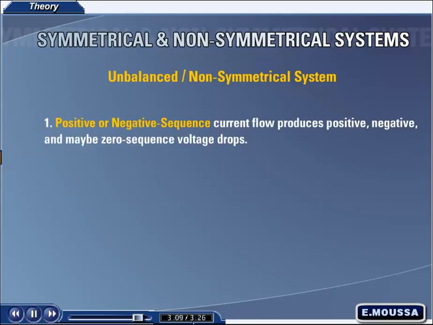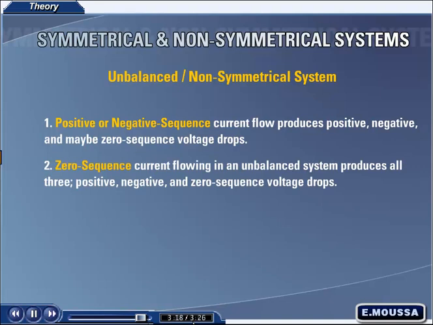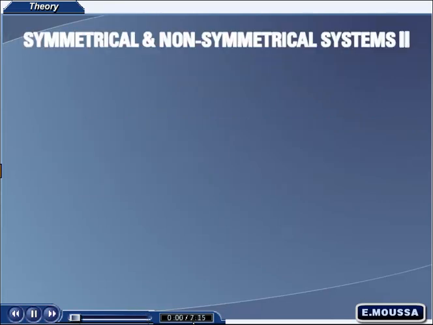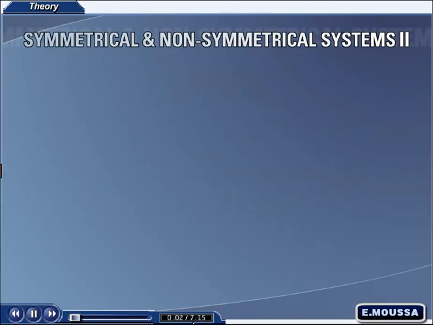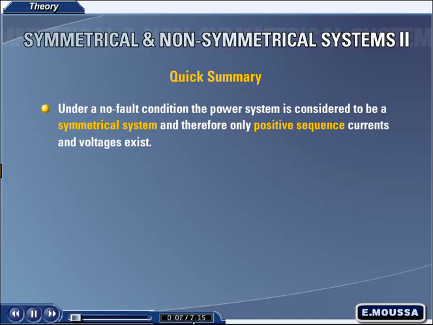Positive or negative sequence current flowing in an unbalanced system produces positive, negative, and maybe zero sequence voltage drops. Zero sequence current flowing in an unbalanced system produces all three, positive, negative, and zero sequence voltage drops. Before proceeding further, let's summarize. Under a no-fault condition, the power system is considered to be for the most part a symmetrical system, and therefore only positive sequence currents and voltages exist.